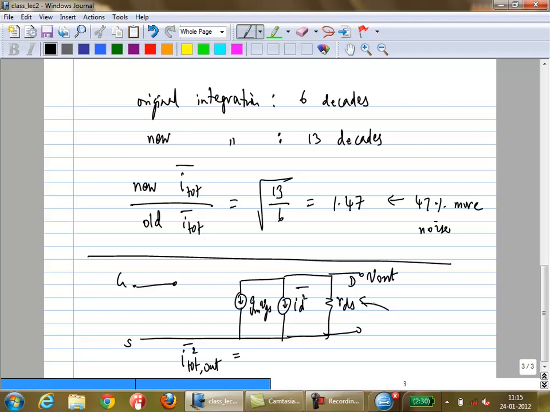Okay. Suppose now I look at a case where let's say RDS is small, let's say I use a minimum length device, right? RDS will be pretty small. Actually, if you look at some of these short channel devices, let's say if you take a 60 nanometer or 90 nanometer device, your RDS actually can be just a few kilo ohms. It's not very large.